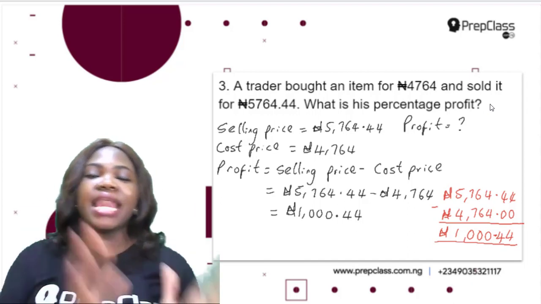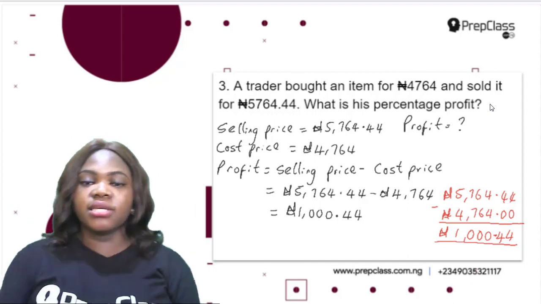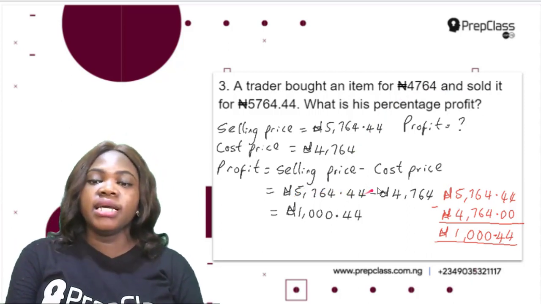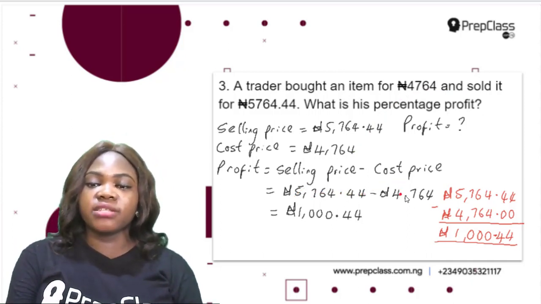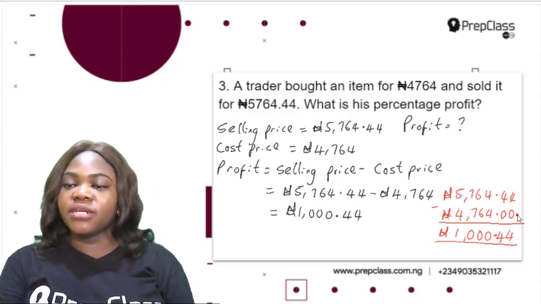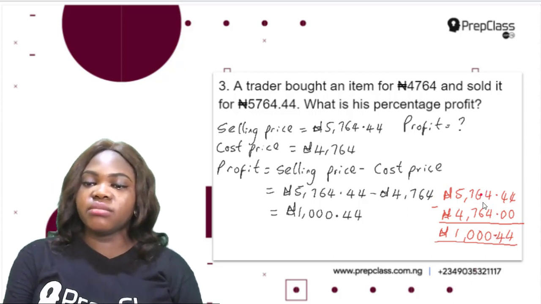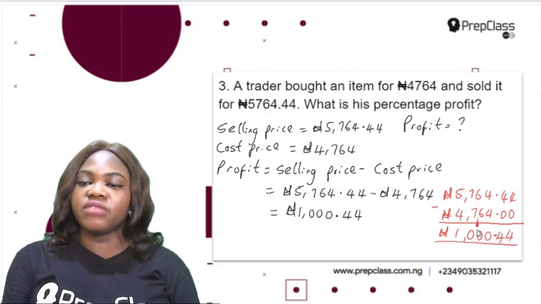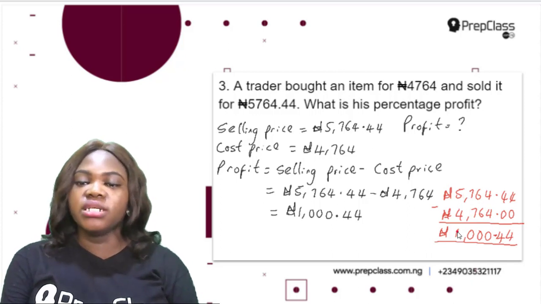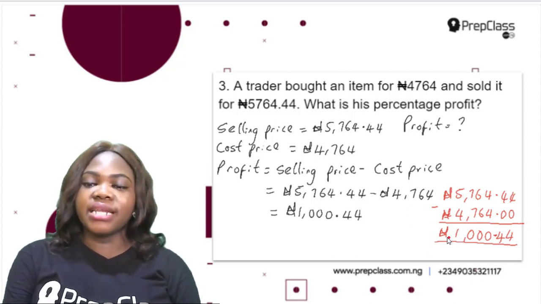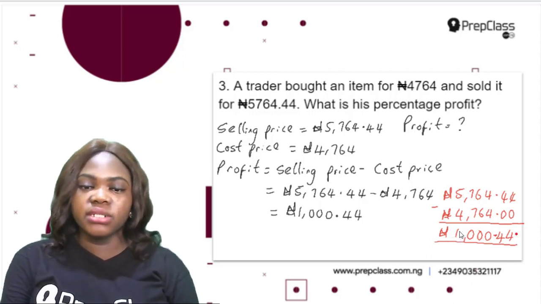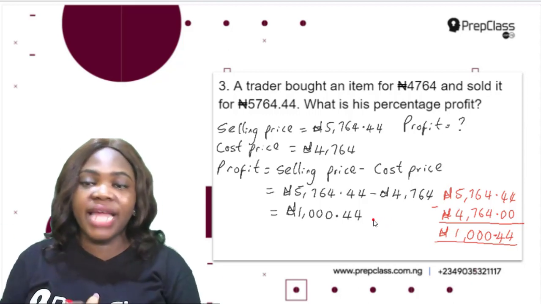So profit is selling price minus cost price. So the selling price is 5,764 naira 44 kobo minus the cost price, which is 4,764 naira. So let's do that here. 4 minus 0 is 4. 4 minus 0 is 4. 4 minus 4 is 0. 6 minus 6 is 0. 7 minus 7 is 0. 5 minus 4 is 1. So the answer here is 1,000 naira 44 kobo. So that's the profit the trader made.